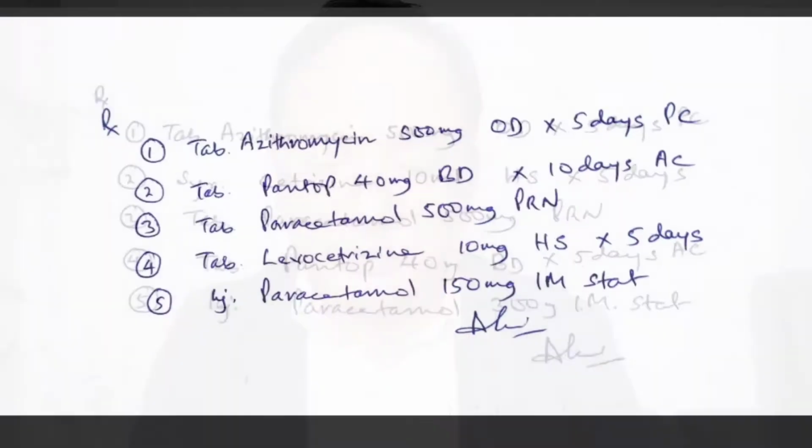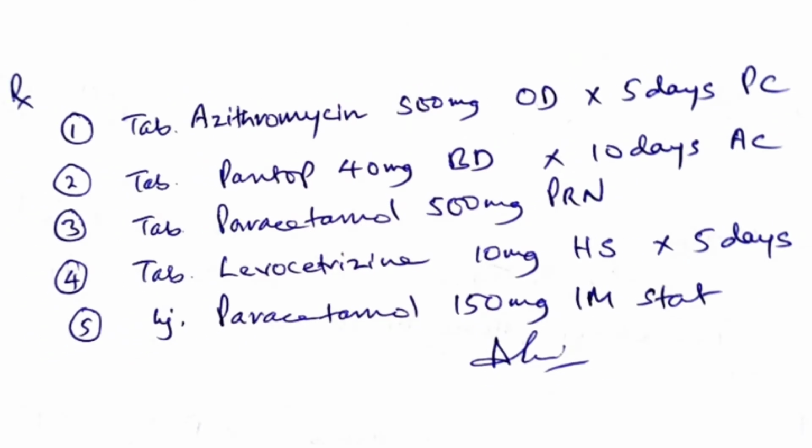Now let's go through this prescription. You can see here at the top left it is written RX. RX number 1 is tablet azithromycin 500 milligram OD 5 days PC. That means tablet azithromycin 500 milligram is to be taken once a day for 5 days after food.